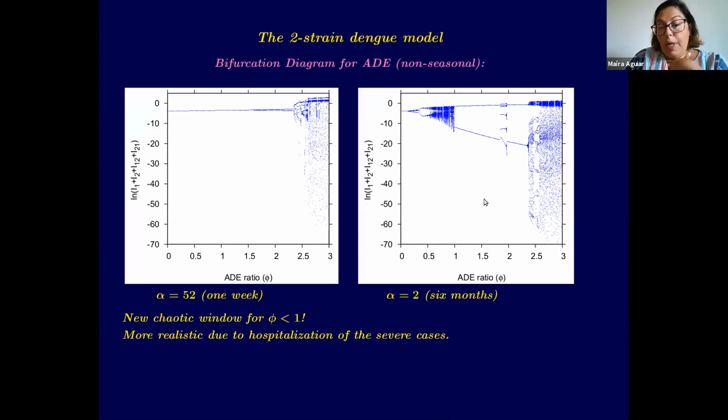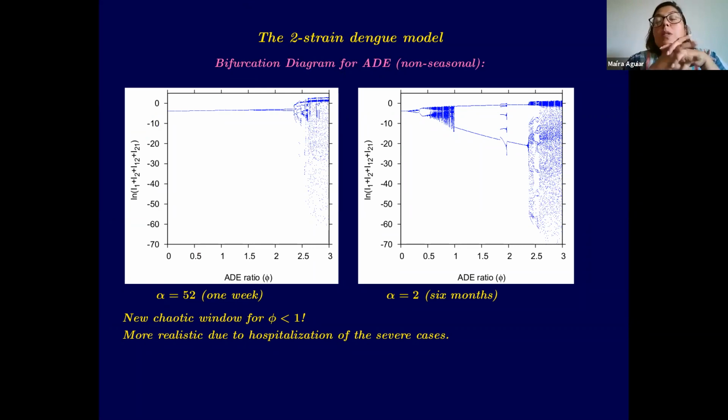Okay, so we look at the bifurcation diagram by varying the parameters. We do not have any idea. I mean, we have an idea, but we cannot validate because there is no data for that. So the first one is the ADE ratio. We are very interested in knowing how much more individuals in the secondary infection would transmit the disease compared to the individuals in the primary infection.